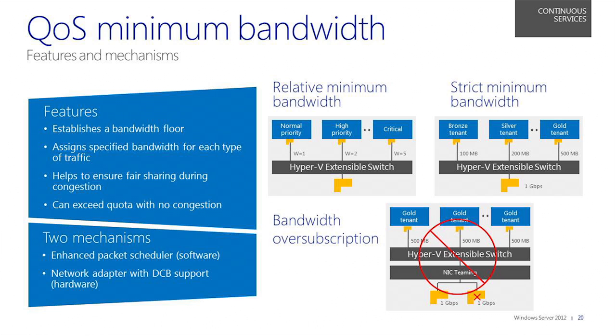So the bandwidth floor means that we're going to guarantee a certain amount of bandwidth for how much storage we're using, how much network bandwidth we're actually going to be using, how much CPU, all that kind of stuff can be measured. So it allows us to get a relative minimum bandwidth or a strict minimum bandwidth that we can actually set. We can also set a bandwidth maximum.